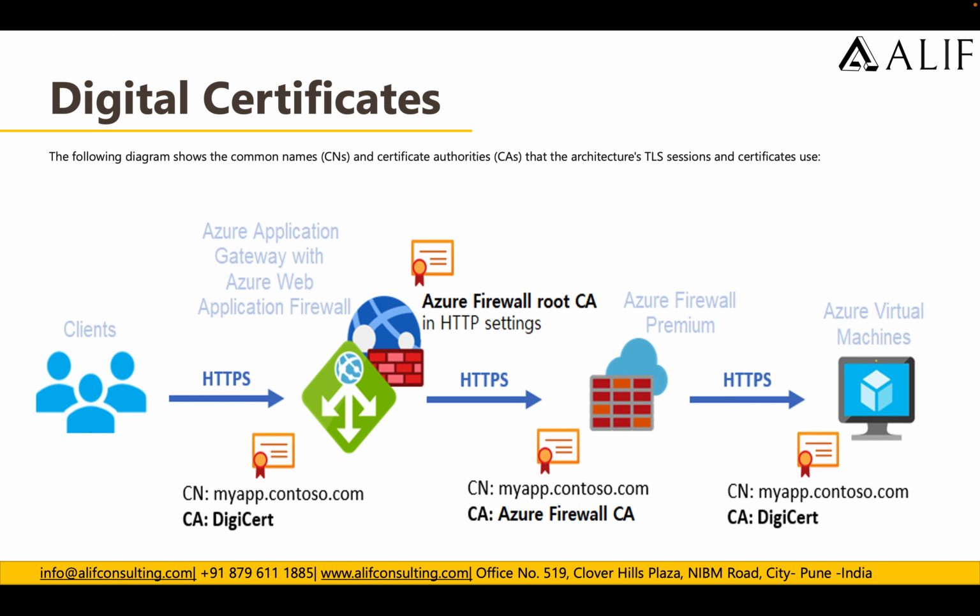This is how your digital certification works. As I told you, whenever you do end-to-end HTTPS communication, you need a valid certificate. Here you can see how the certificate works. At the first level, in the application gateway, you have your public certificate with the application URL. In the firewall, you can have your own certificate or a self-signed certificate for the Azure Firewall or virtual machine. Here it shows as the Azure Firewall CA and the DZ cert.